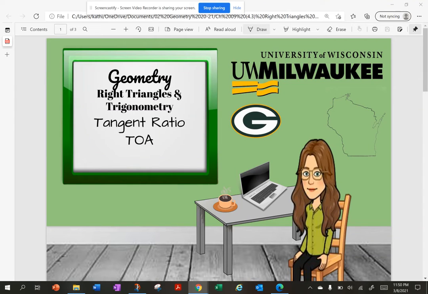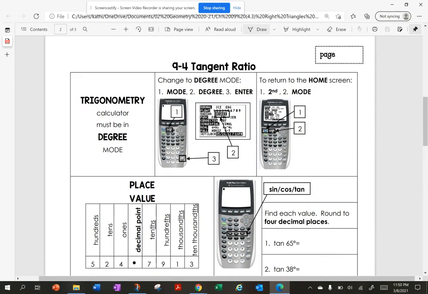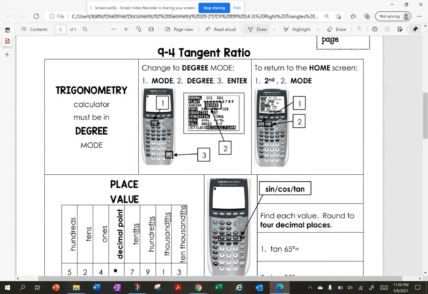Today's lesson is on the tangent ratio. And from the word SOHCAHTOA, this is the TOA. Okay, so we are going to find the legs of a right triangle using tangent.